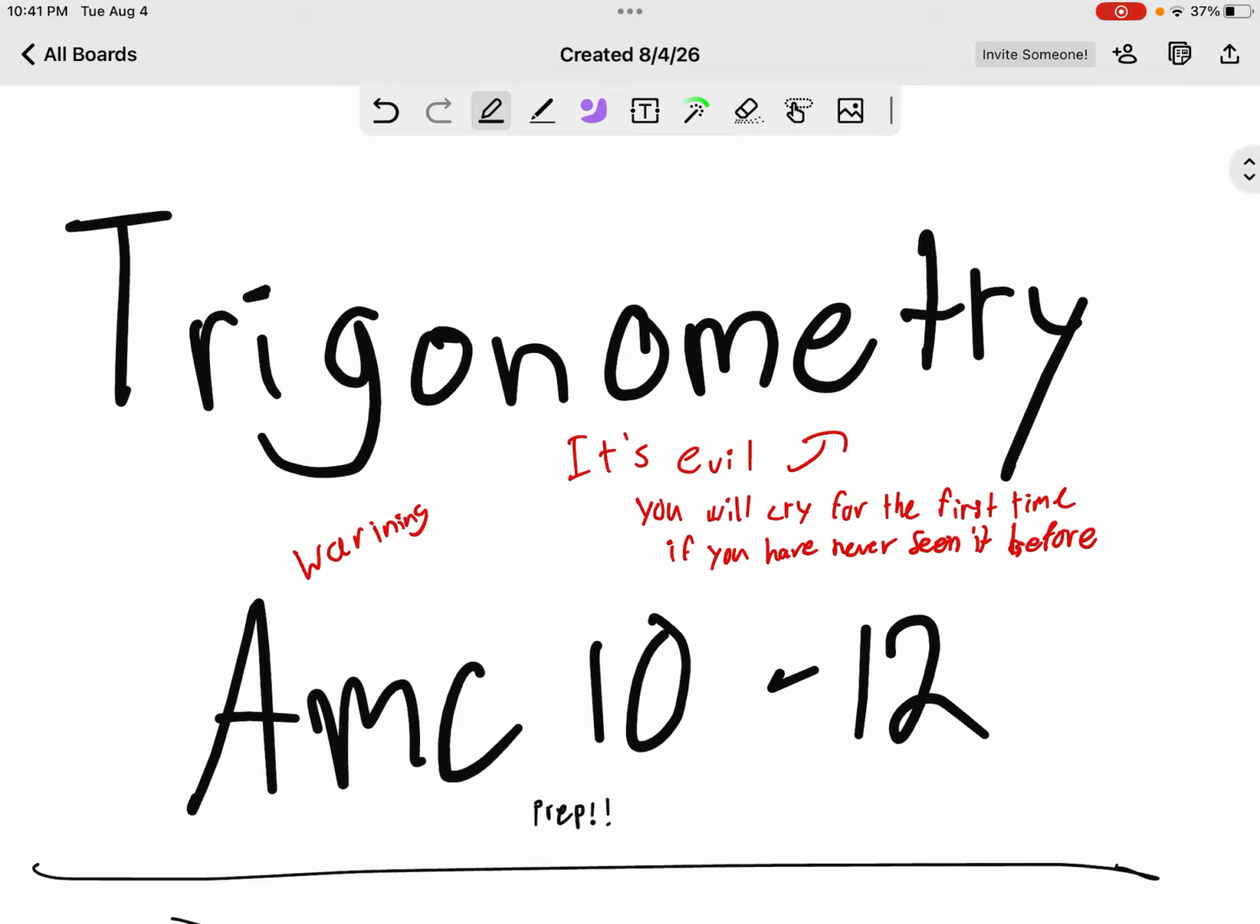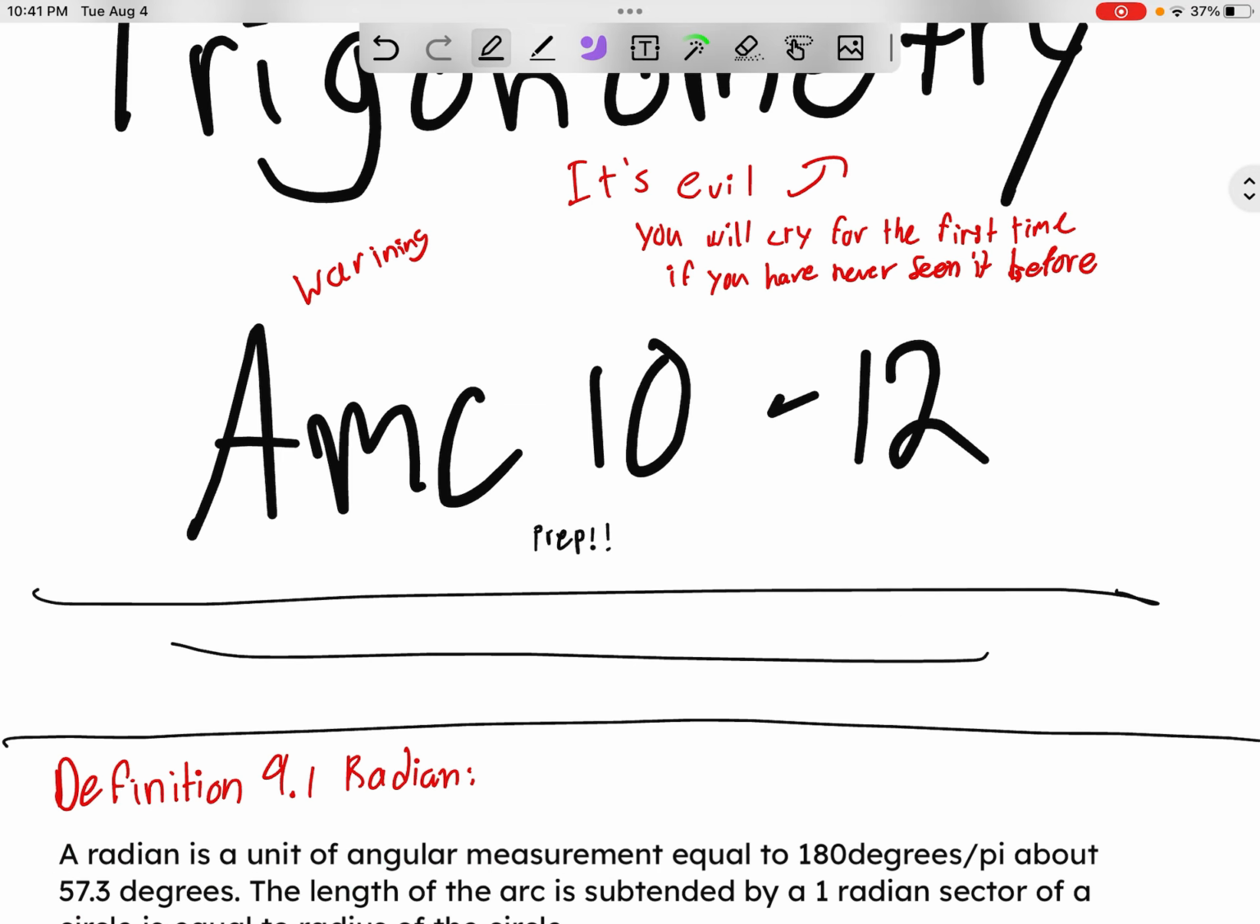It's mostly for AMC 12, but for AMC 10 you might be able to figure out cool tricks for the geometry problems with trigonometry. Let's get into it.